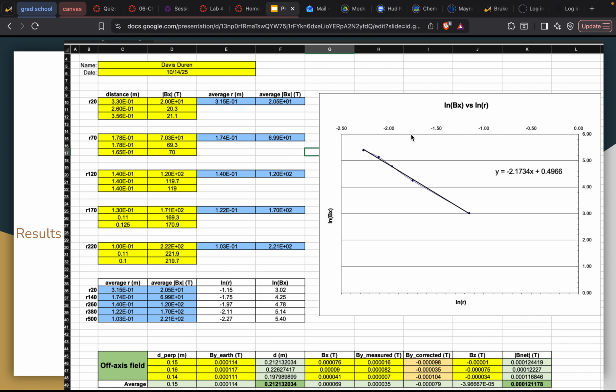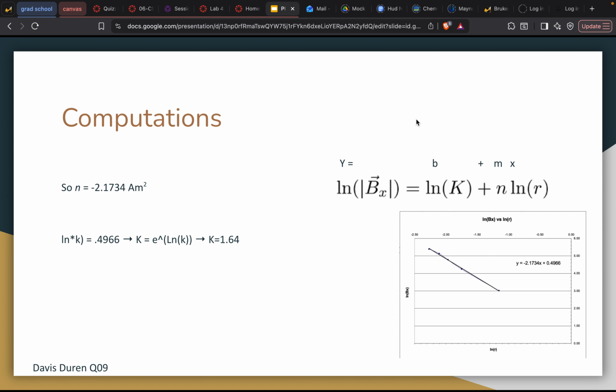Here are the results. These are the results of the magnetic field strength at various distances, and these are the results of the field strength at 45 degrees. This plot shows the natural log of Bx versus the natural log of R, and we get this equation. To analyze this equation, you'll see it's in y equals mx plus b format. So this term n is minus 2.1734, which is n. And then we can solve for k. The b term here is the natural log of k, so we determine k to be 1.64.